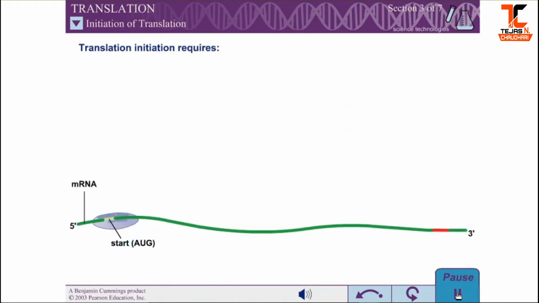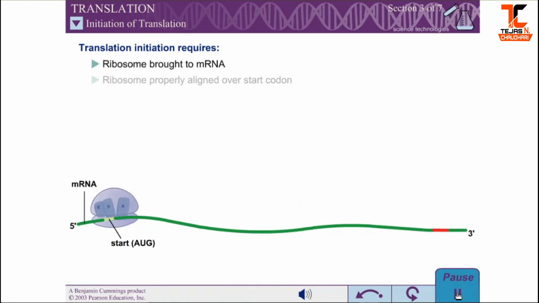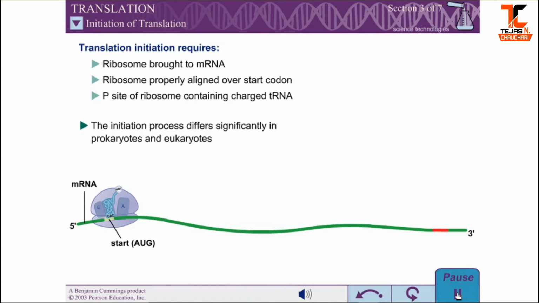For translation to begin, the ribosome needs to be seated properly over the start codon of the mRNA, with a charged tRNA in the P site. This process of initiation, which differs significantly in prokaryotes and eukaryotes, is aided by a number of translation initiation factors.